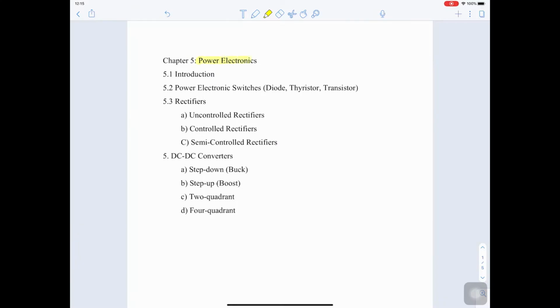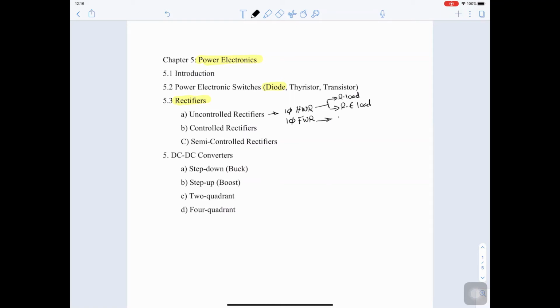Continue with our power electronics chapter, and we are still in rectifiers. We studied one electronic switch, which is a diode, and we started with the uncontrolled rectifier. So we studied the single phase half wave rectifier, and we studied the single phase full wave rectifier. We studied the half wave rectifier for R load and for RE load. We studied the full wave rectifier for R load.